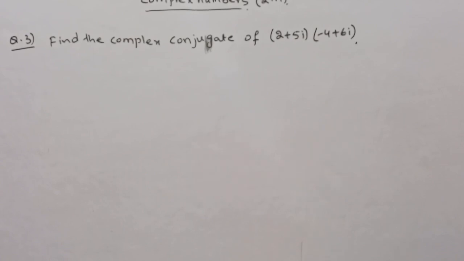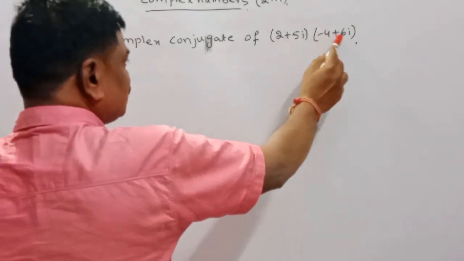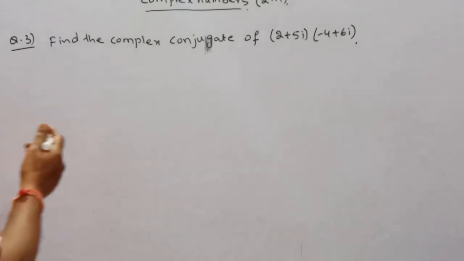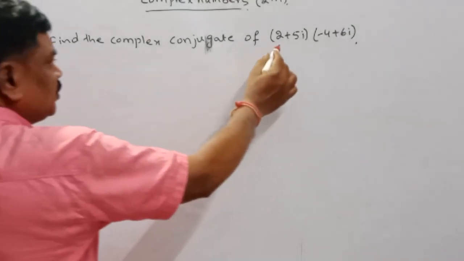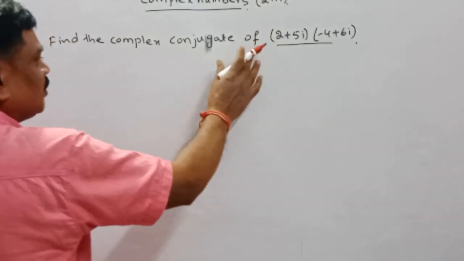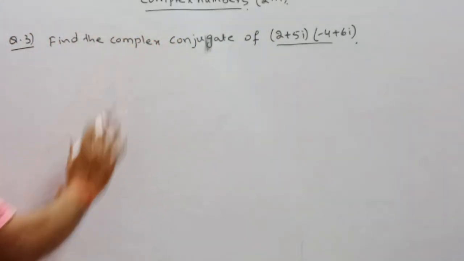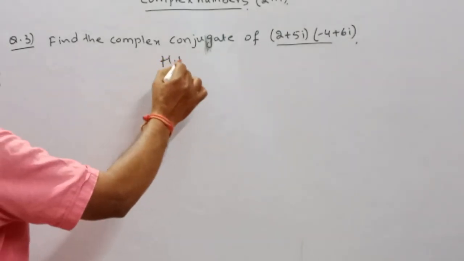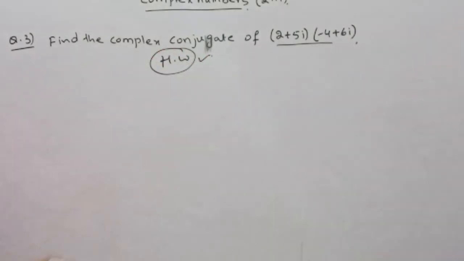Here, question number 3. Find the complex conjugate of (2 plus 5i) into (4 plus 6i). You can solve this problem yourself. You can multiply in the same way as the previous problem. You can solve this yourself as homework. Okay, all of you? That's all.